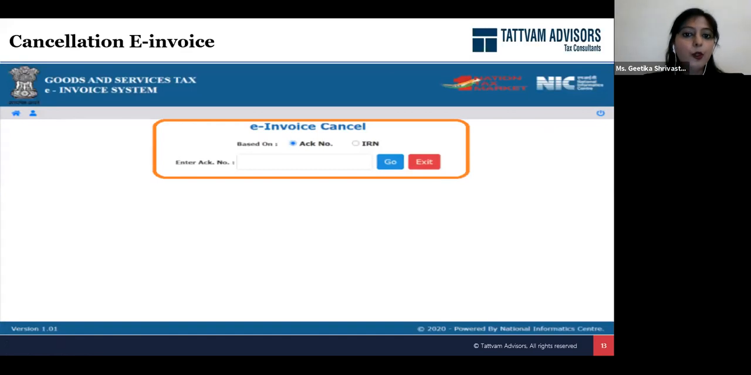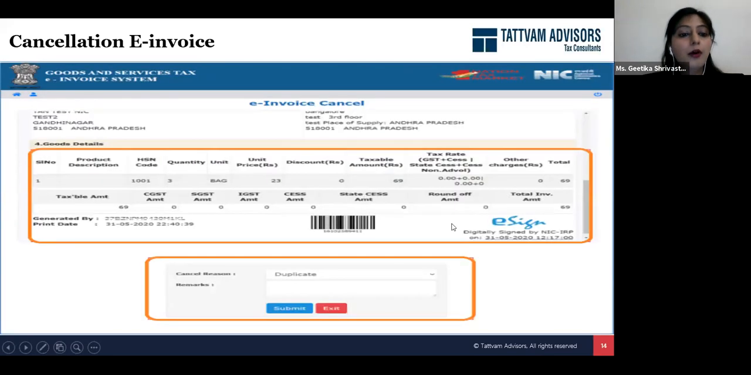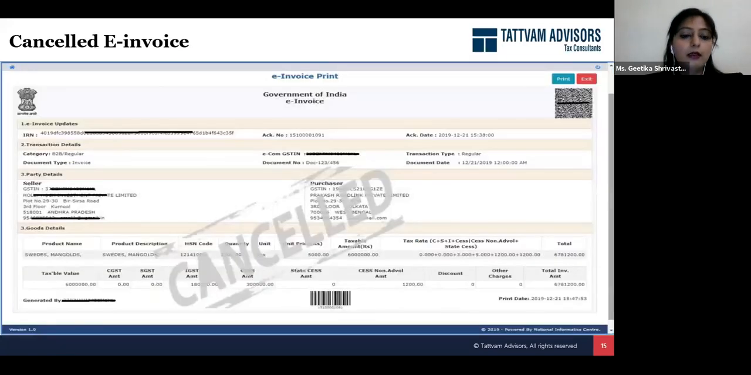A similar process you can follow for e-invoice cancellation also. Let's say you want to cancel a particular e-invoice. You can do it based on the acknowledgement number or an IRN number, fill in those details, and go on. You can see which invoice has to be cancelled. Once you submit, it is cancelled, and you will get an invoice with the watermark "cancelled" written on it. So this can be kept as a document or a backup for any future references.